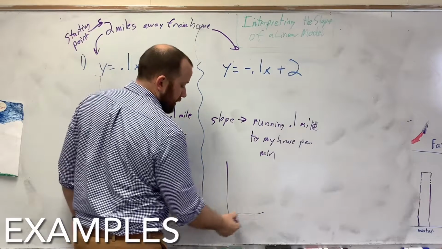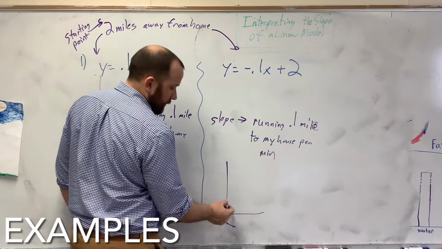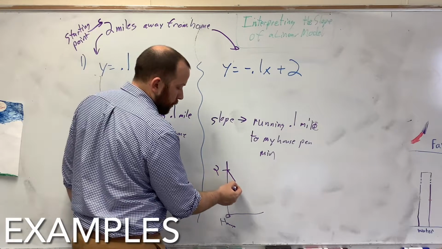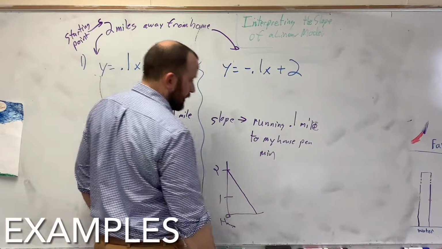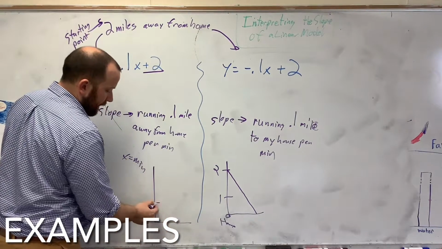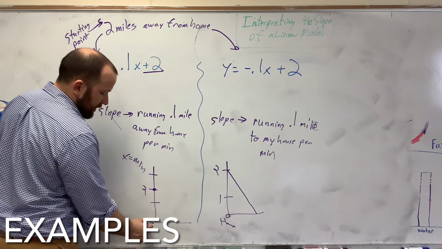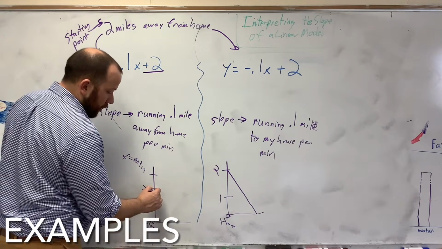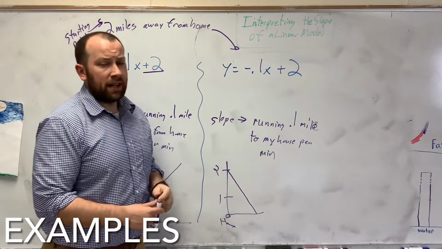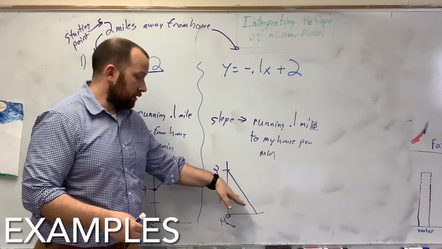So if I were to graph this, and I'm saying 0 down here is my home, I'm starting 2 miles away. So I'm running 0.1 back every minute. That is negative until I get back home. This one over here is saying I'm 2 miles away from home, home is still here, and I'm running away from home per minute. And there you go. That's the difference between a positive and a negative. Negative means you are going back to where you need to be, or you're losing money or something like that.